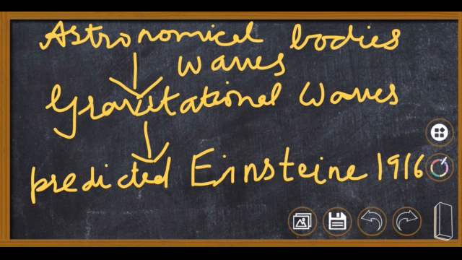So gravitational waves are the waves given out by astronomical bodies, and the existence of these waves was predicted long back by Einstein in 1916, and almost 100 years later the scientists were able to detect these waves. Einstein never detected these waves, but he predicted that there must be some waves which these astronomical bodies are giving out, and he named them gravitational waves. After 100 years of his prediction, the scientists were actually able to detect these waves.